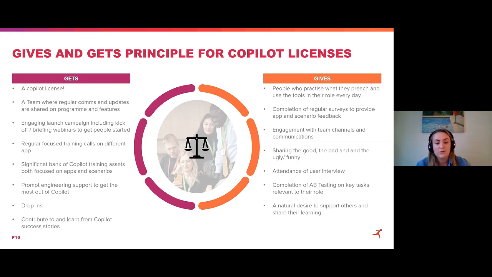So we need to make sure that when we land Copilot initially, we've made this ask of people. We've said, you're going to get this, but there are some caveats to that. We need some things from you back in order for this process and program to work well.